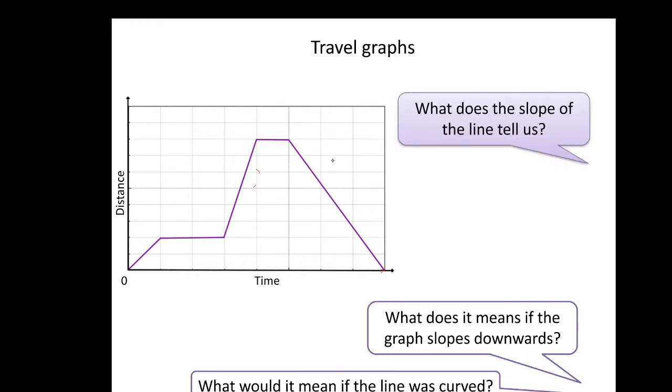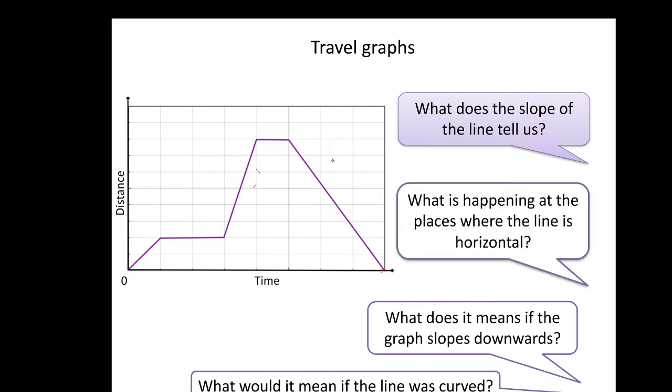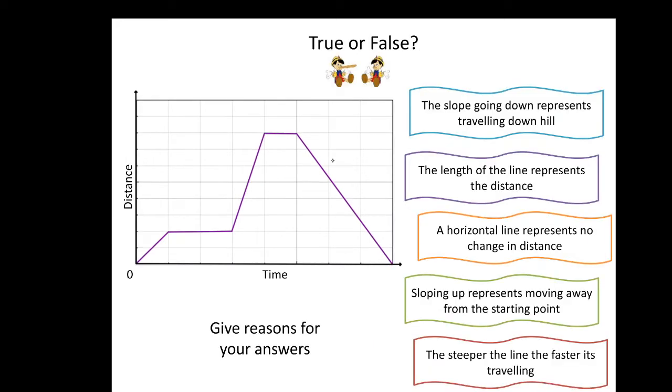So what does the slope of the line tell us? Well, if it's steep, they're going fast. If it's flatter, they're going slow. What is happening at the places where the line is horizontal? They're not travelling anywhere.